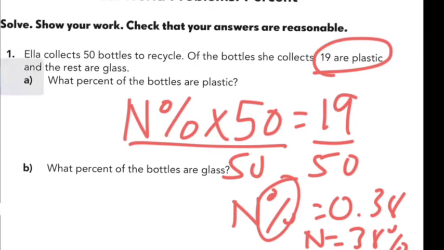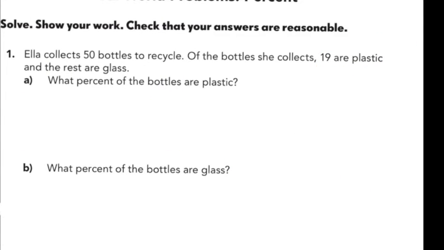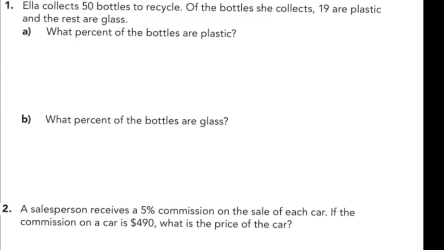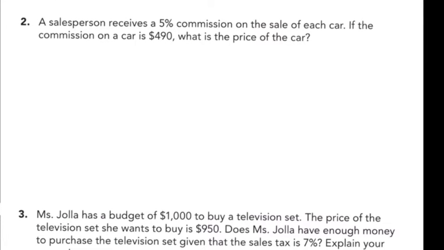Let me just delete these. Okay, B, you could do yourselves, that's fairly easy. Let's move on to the commission one. It says the salesperson receives a 5% commission on the sale of each car. If the commission on the car is $490, what's the price of the car? So we need to figure out what the price of the car was originally.